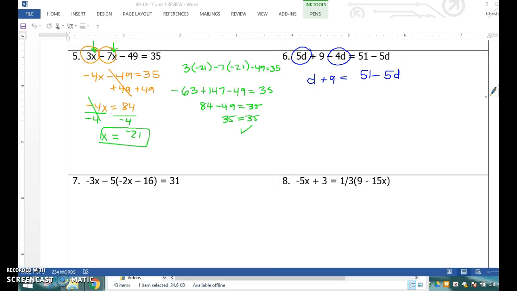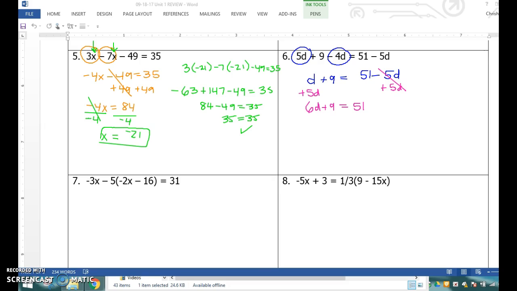Again, I like to keep my variables positive. I like to keep those coefficients positive, so I'm going to add 5d to both sides. Negative 5d plus 5d is 0. D plus 5d is 6d.